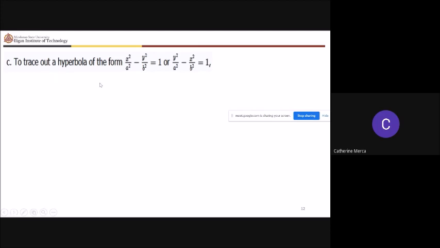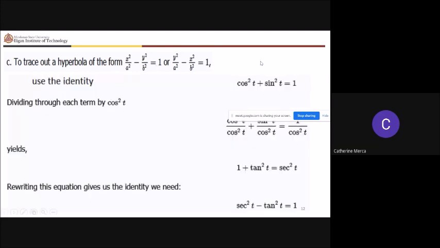Okay, ito na. To trace out a hyperbola of this form, notice na minus. So, x squared over a squared minus y squared over b squared is equal to 1. Remember, ang ginamit nating equation kanina is yung x squared plus y squared is equal to 1. But, I do not know if you discussed it in Calculus 1, but sa Calculus 1 ko, dinidiscuss ko pa rin kasi yun, although it's a topic in trigonometry, I discussed also yung pag-derive ng cosine squared t plus sine squared t equals 1.